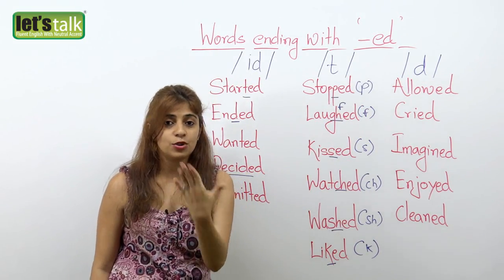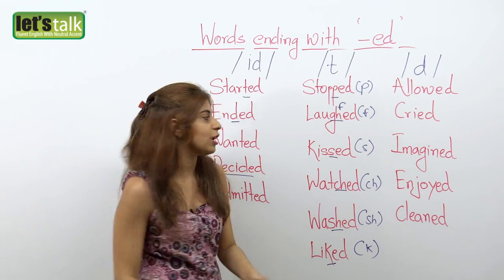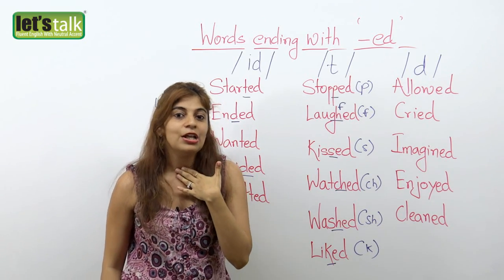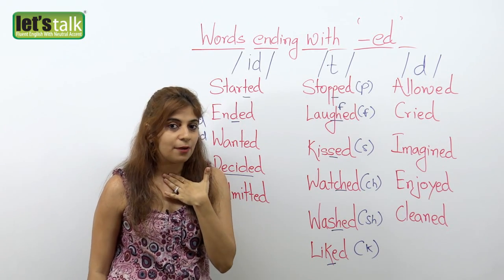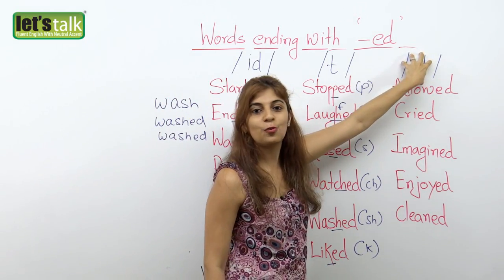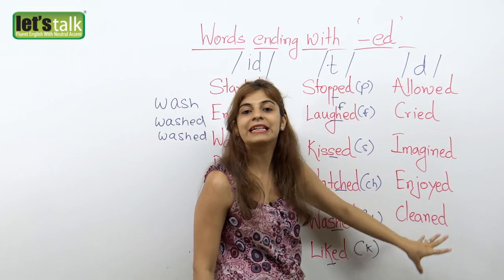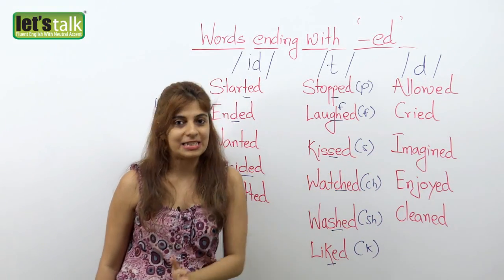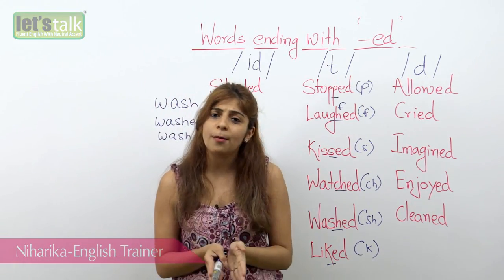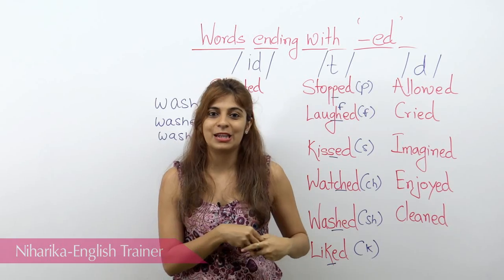In fact, what you can do when you are a little confused about the pronunciation and you do not remember this is you can feel it. Touch your throat, and if you feel the vibration, if you feel the voice right here, then the pronunciation will be d. So it's going to be allowed, cried, imagined, enjoyed, cleaned. It's going to be the d sound. Right, so hope this is clear to you, and the next time you are pronouncing ed at the end of words, you know how to pronounce it correctly.